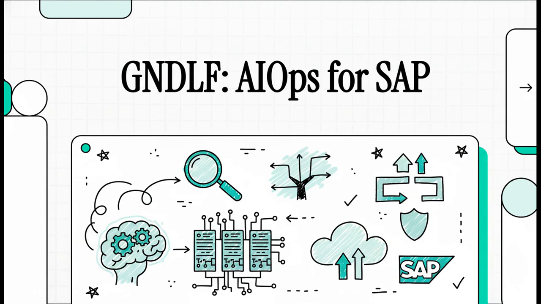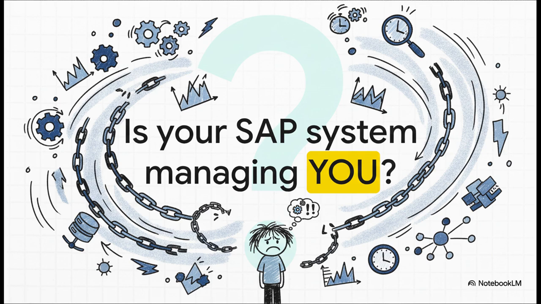All right, today we're talking about a tool that wants to bring AIOps right into your SAP world. It's called GNDLTF. And the whole idea is to stop system problems before they even start and just make everything run smoother. So let's kick things off with a question that might hit a little too close to home if you manage SAP systems. Are you really in control? Or does it sometimes feel like this system is the one calling the shots, constantly demanding your attention?